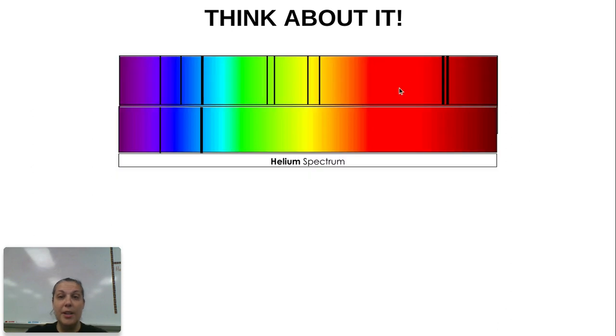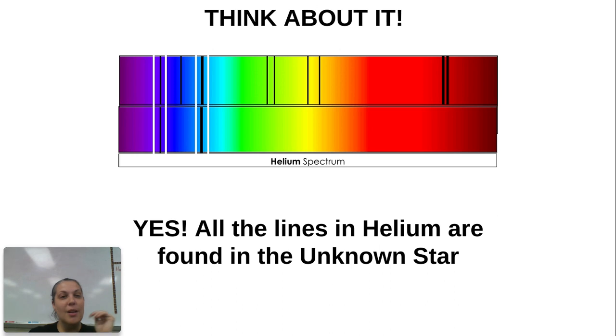So here I have my unknown, and below I have my helium. This is a known spectra. So let's look. Is helium part of the mixture? Recall the mixture is the top one. Is helium part of it? Well, the first line in helium matches up. The second line in helium matches up. So yes, all of helium's lines are in the mixture.